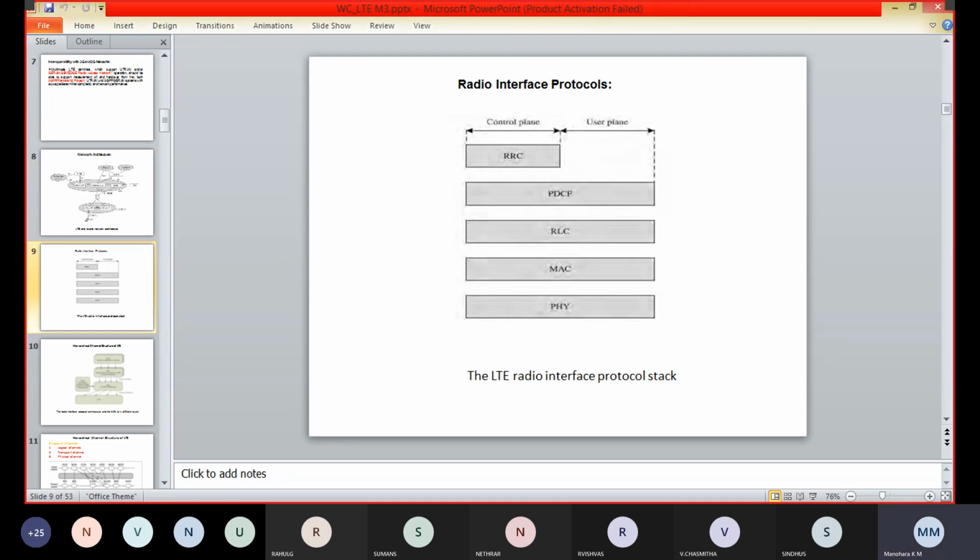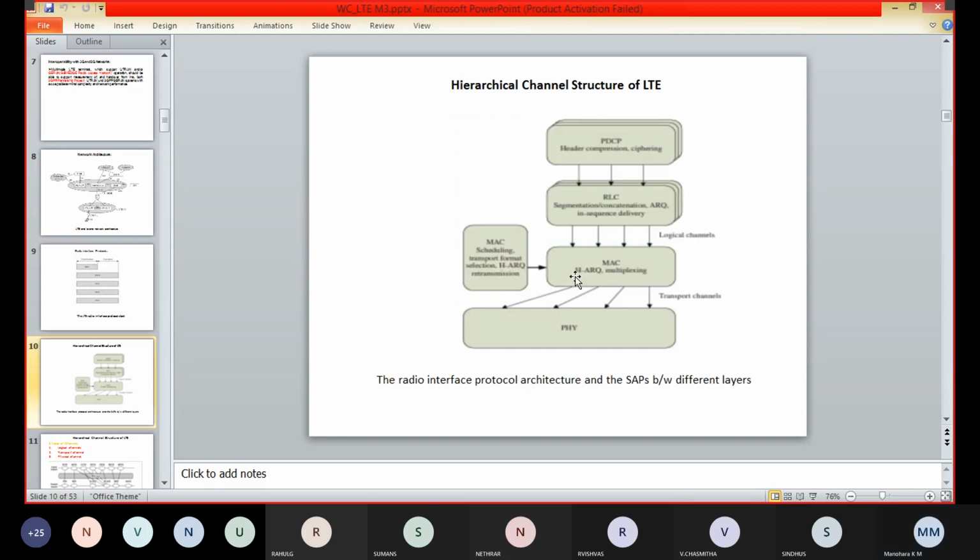So next topic is hierarchical channel structure of LTE. So here, to efficiently support the various quality of service classes, LTE is going to adopt a hierarchical channel structure. In the hierarchical channel structure of LTE, there are three different channel types defined. The first one is logical channels, second one is transport channels, and the third one is physical channels.